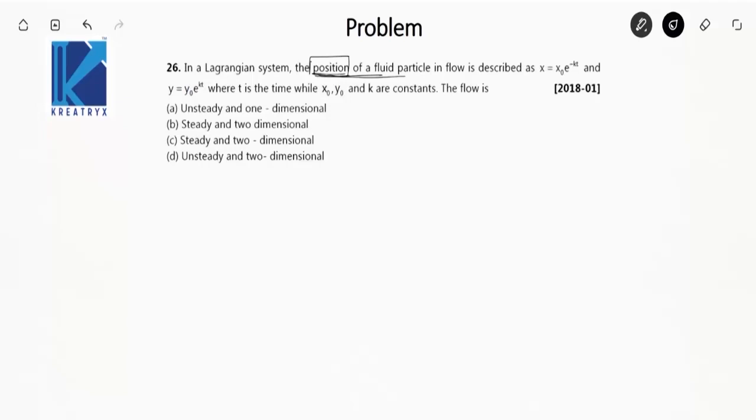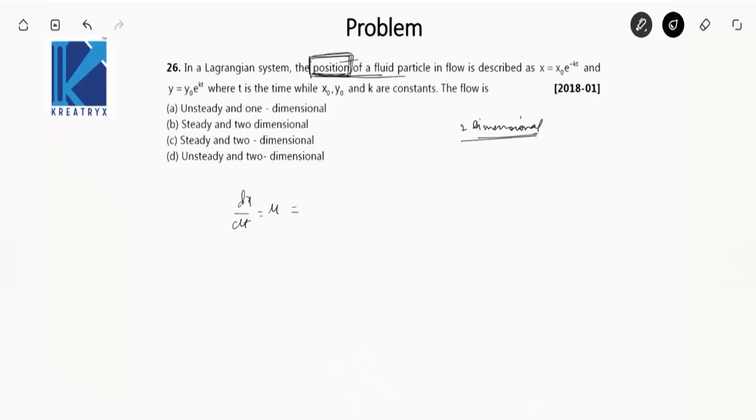Why? Because the position of fluid is described only in two coordinates. So this is sure that the flow is two-dimensional. Okay, we can write this safely. Now for steady or unsteady, what we can do is, we know the condition, but firstly we have to find the velocity components in x and y direction, because this is the position of the fluid particle given, not the velocity components in x and y direction. Okay, so can I say dx by dt will be u, that is the velocity component in the x direction.